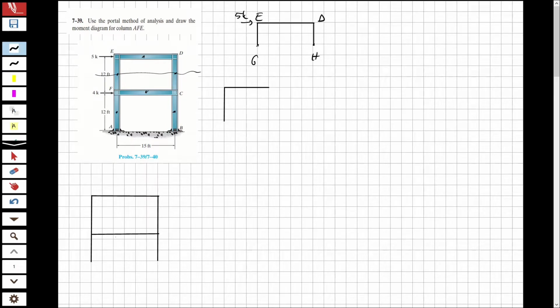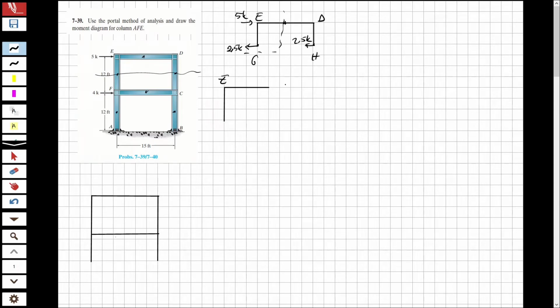So now I have a force here, 5 kips, and I'm going to share this force between both columns. It's going to be 2.5 K and 2.5 K, because these are both external columns, so they share at the same ratio. So now I have this part. Let's take just this part and solve the question.